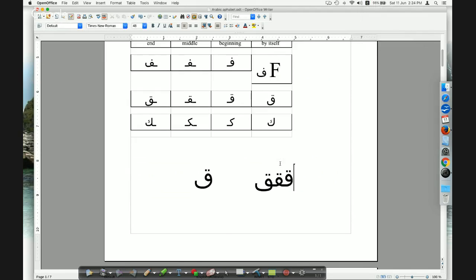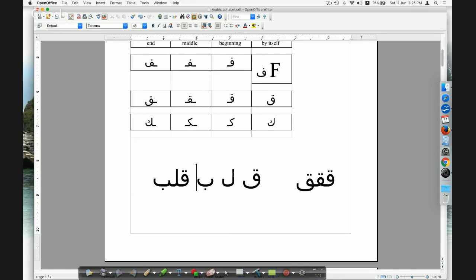Qalb means heart. This is how the word begins with the letter Qa, then the letter L and Ba. So simply this word is three letters: Qa, L, and Ba.